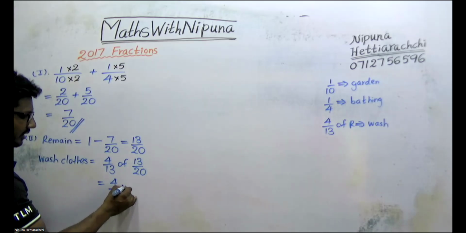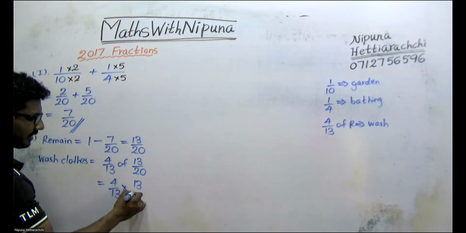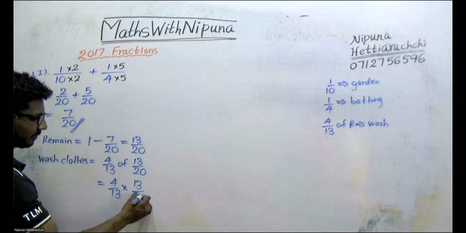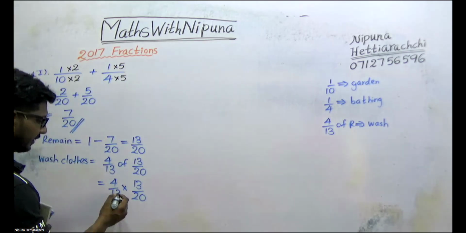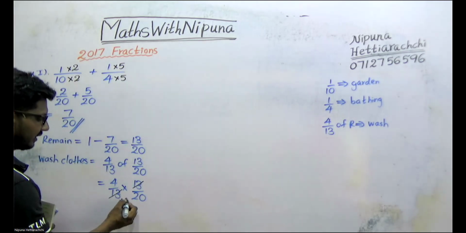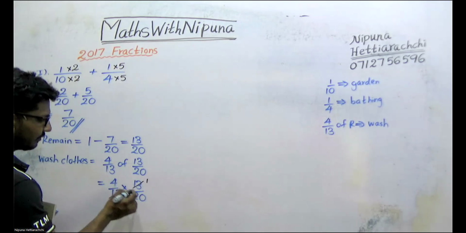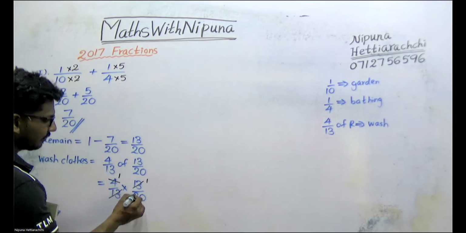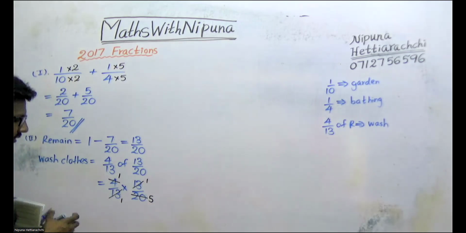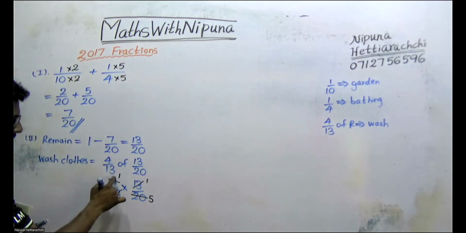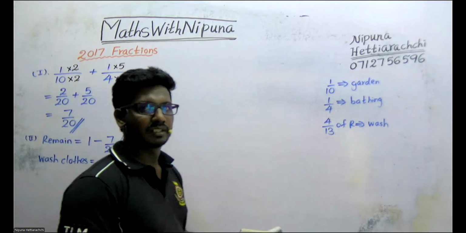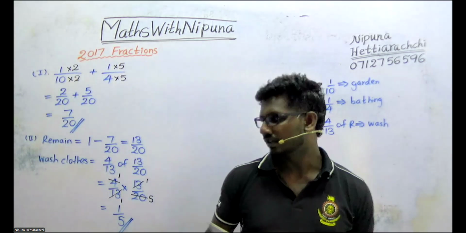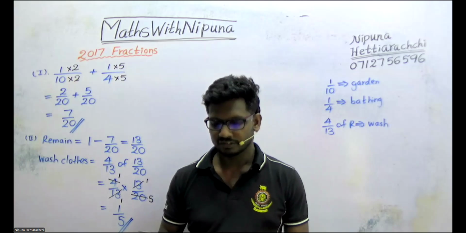Of means multiplication. Now you can cancel the values easily. 13 and 13, 13 times 1, 13 times 1. 4 and 20 divided by 4: 1, and 4 times 5. Then the answer is 1 into 1, 1, and 1 into 5, 5. The answer becomes 1/5. From the total capacity, 1/5 has been used to wash clothes.